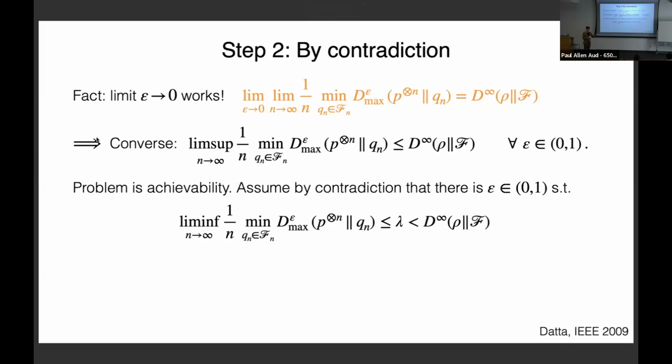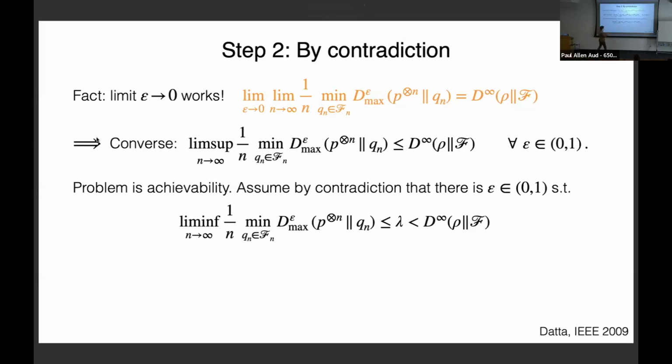Okay, so let's say by contradiction that this is actually smaller. We are doomed. It's smaller than some lambda, which is strictly smaller than the regularized relative entropy. Now we have to unpack this. What does the lim-inf mean? Well, the lim-inf just means that this inequality works for infinitely many values of n. That's precisely what the lim-inf means.